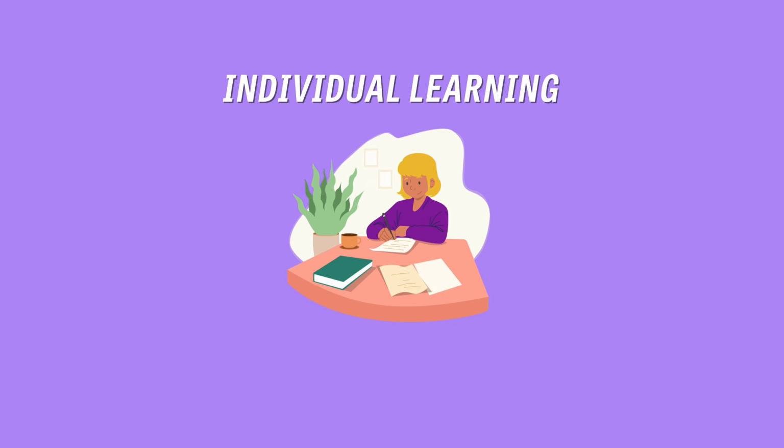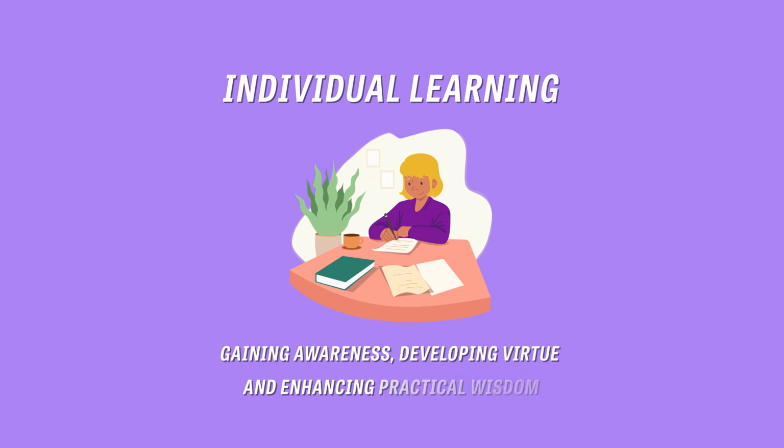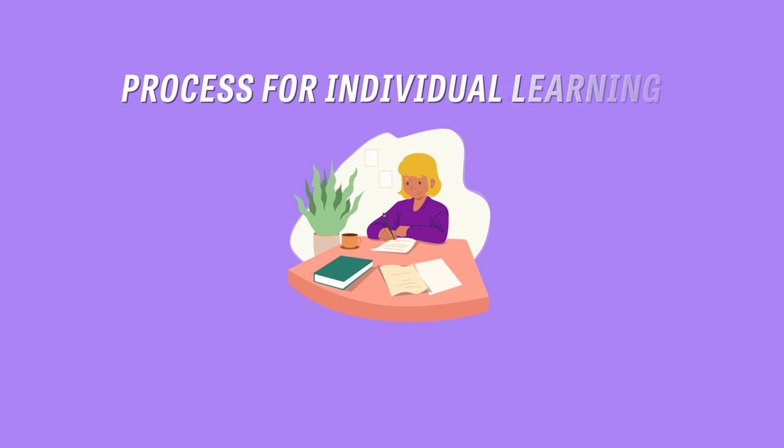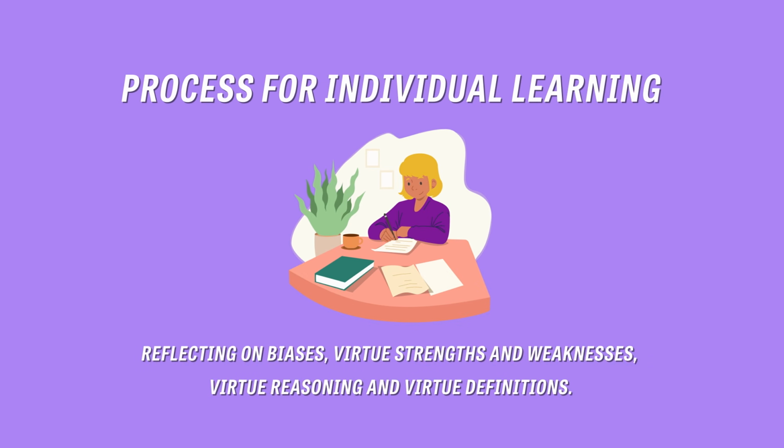Individual learning about one's character includes gaining awareness, developing virtue, and enhancing practical wisdom. A possible process for individual learning might include reflecting on biases, virtue strengths and weaknesses, virtue reasoning, and virtue definitions. Consider taking the VIA survey.